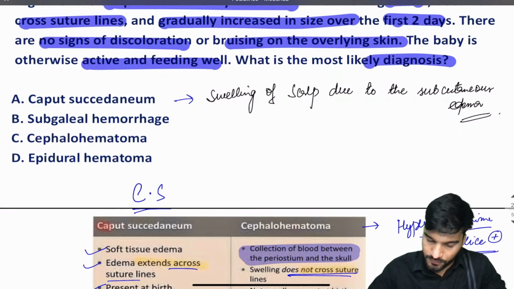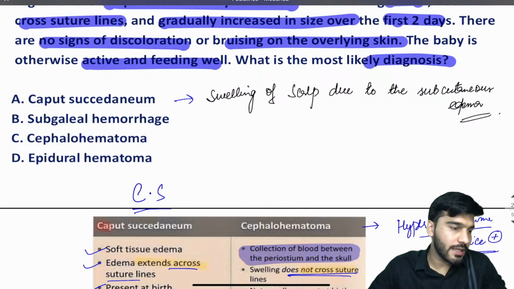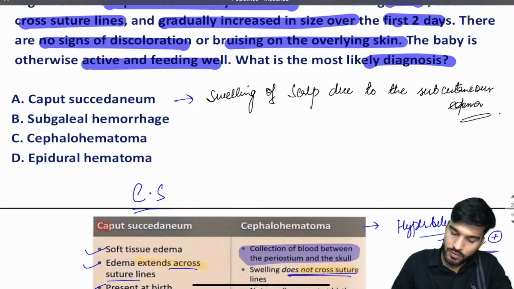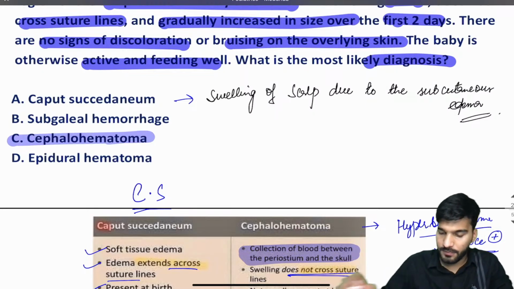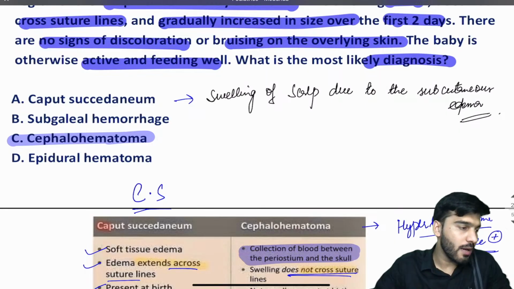There are no signs of discoloration or bruising over the skin. The baby is otherwise active and feeding well. Write down the answer in the comment section. Very good. So it's going to be cephalohematoma.